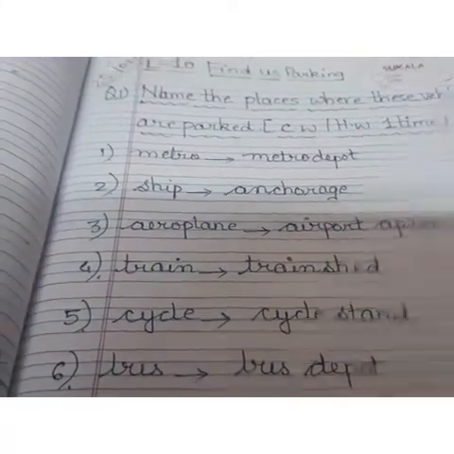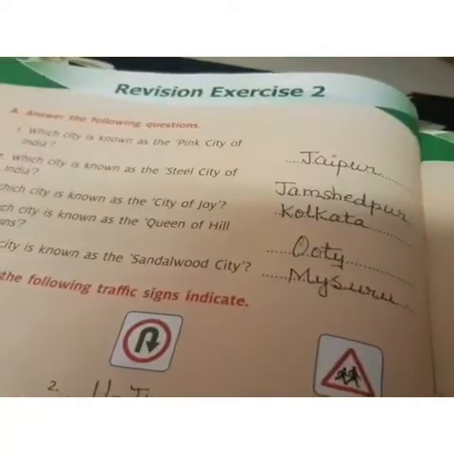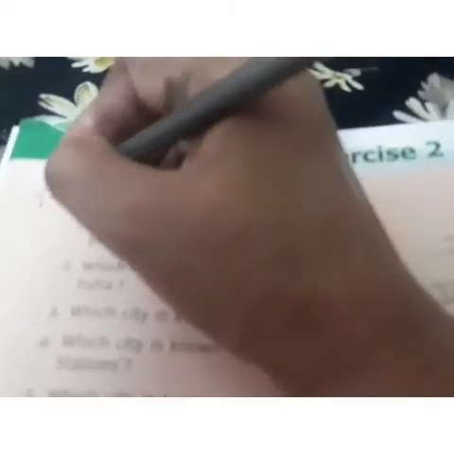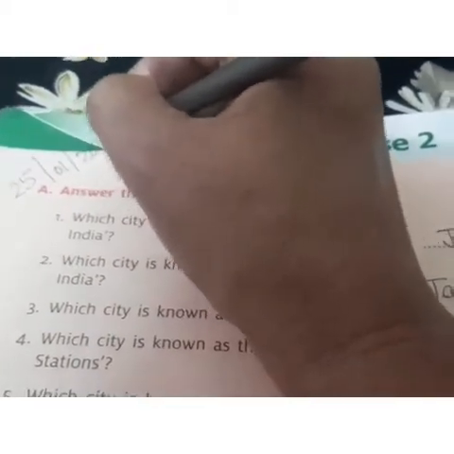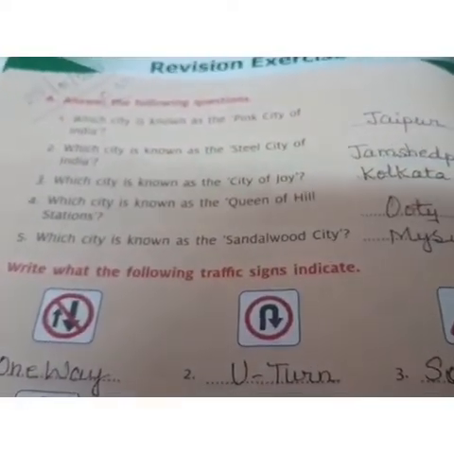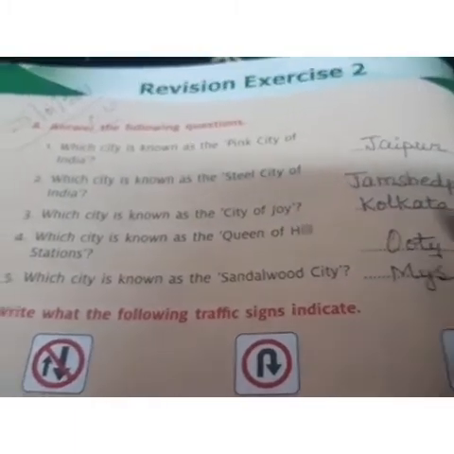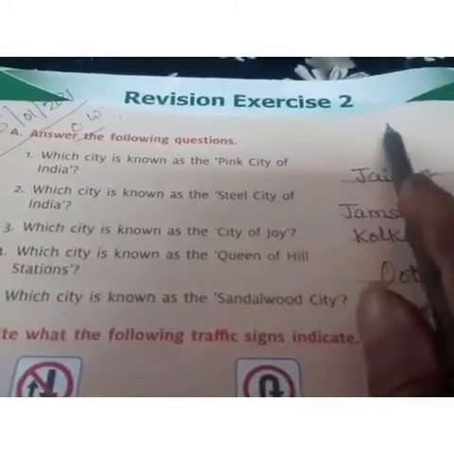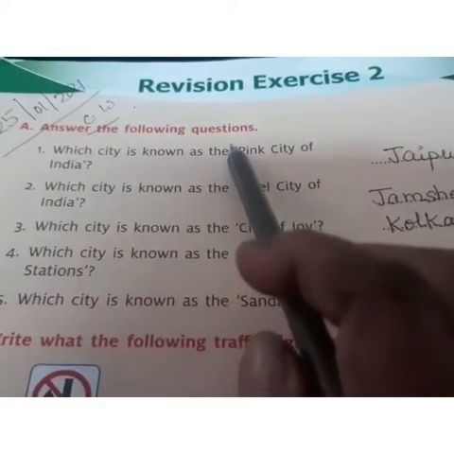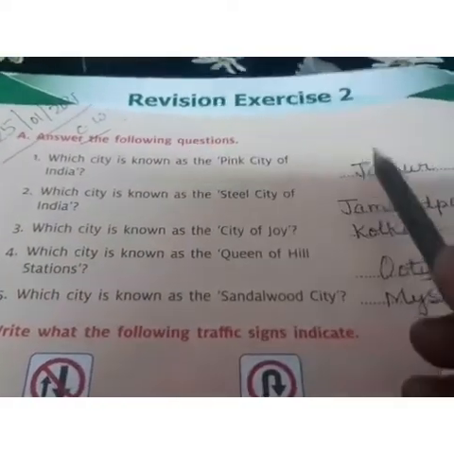Now we move on to the revision exercise 2. This is on page number 16. Now here also you are going to write today's date, 25/1/2021, and classwork. Now this revision exercise is of the earlier lessons that we have done. Revision exercise 2. Now question number A is answer the following questions. You have to answer the questions.